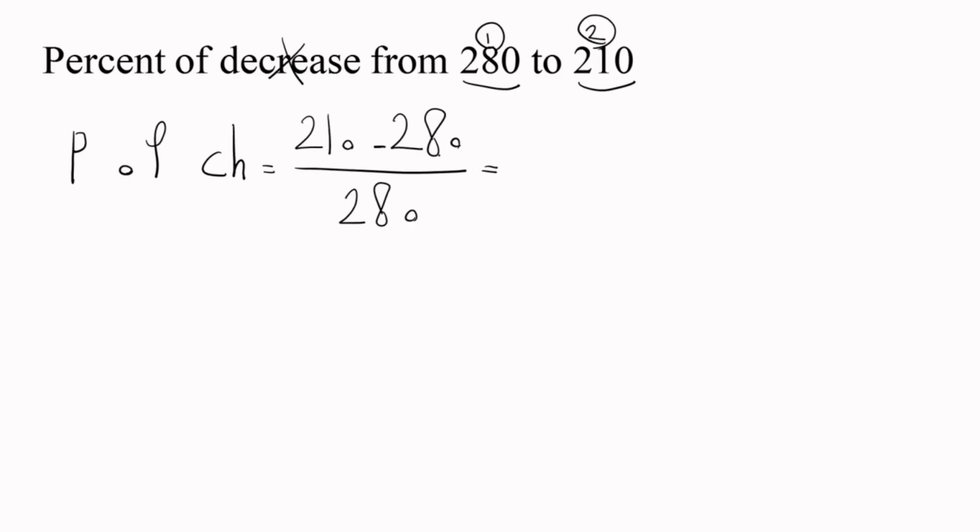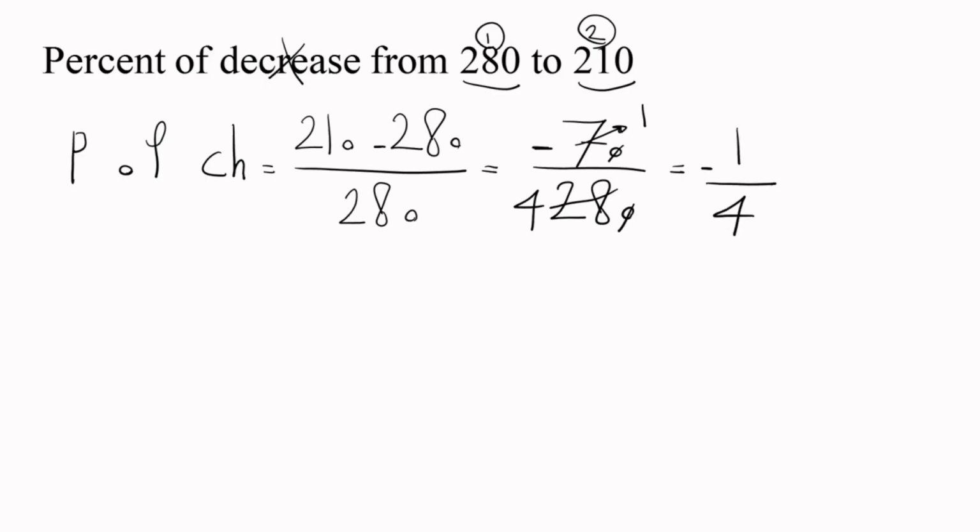Okay, if I do this subtraction, because the first number is bigger, I'm going to have a negative result. Minus 70 over 280. I can drop the zeros. I can simplify it. If I divide this one by 7, it's going to be 1. If I divide this one by 7, it's going to be 4. So minus 1 over 4 will be the answer.